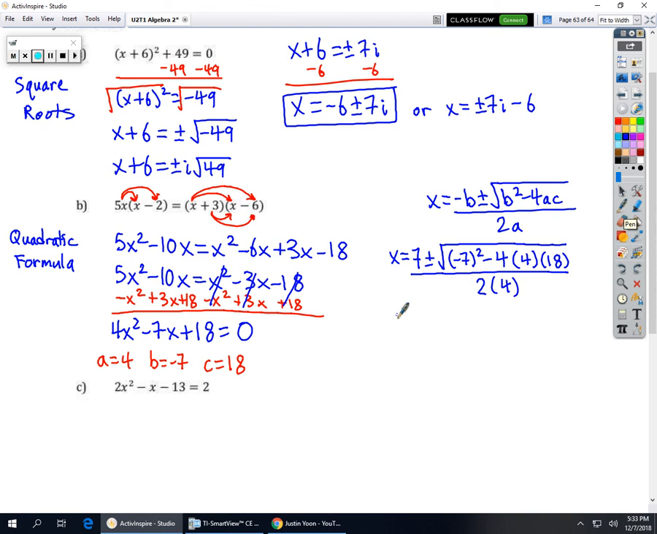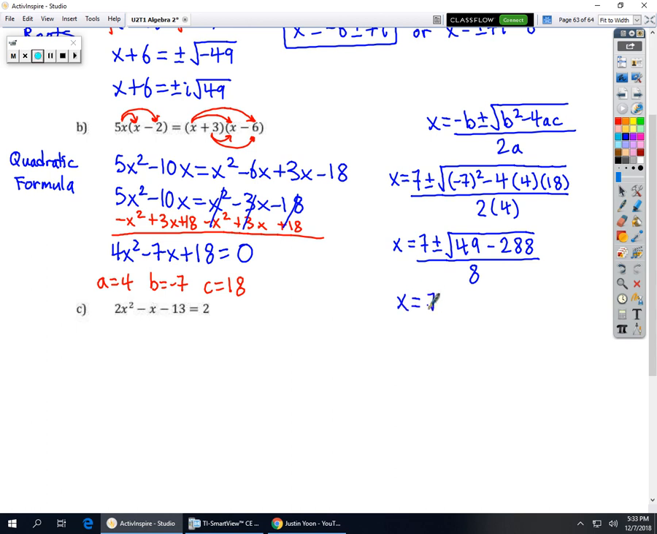Okay, well, 7 is still 7, plus or minus. That's positive 49, minus 4 times 18, and what is that? Negative 288. How did I do that? I just used a calculator beforehand. 2 times 4 is 8. Right? This is not as terrible. It's still pretty bad. I can simplify it even further.